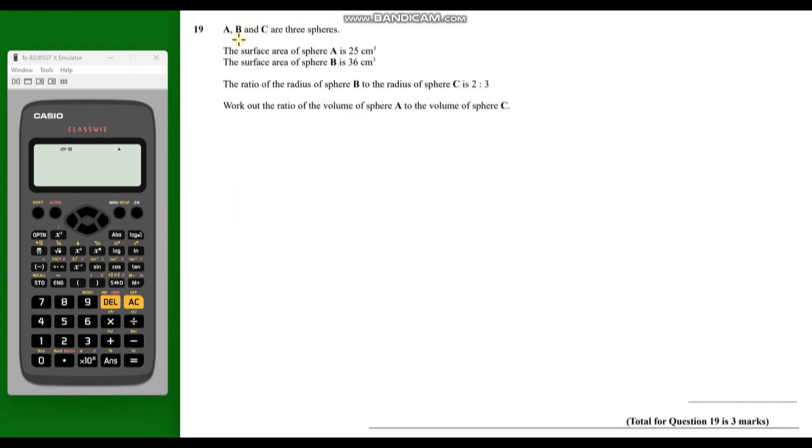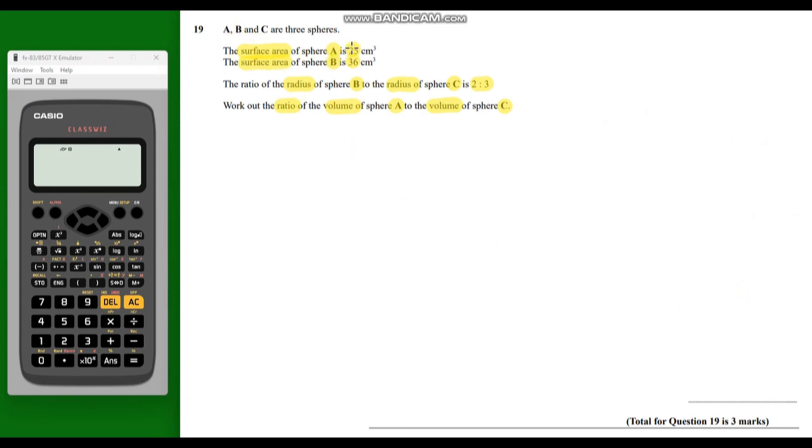Question 19. A, B and C are 3 spheres. The surface area of sphere A is 25 centimeters cubed. And the surface area of sphere B is 36 centimeters cubed. The ratio of the radius of sphere B to the radius of sphere C is 2 to 3. Work out the ratio of the volume of sphere A to the volume of sphere C. This is worth 3 marks, this question.